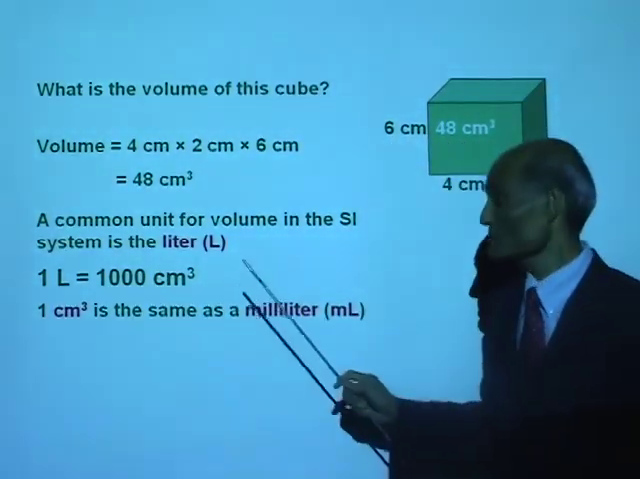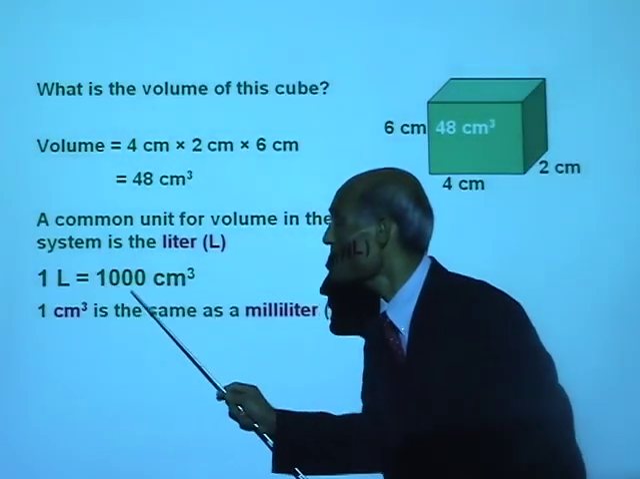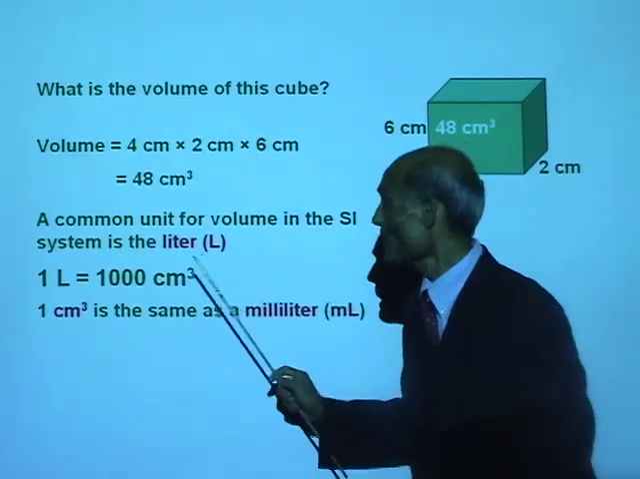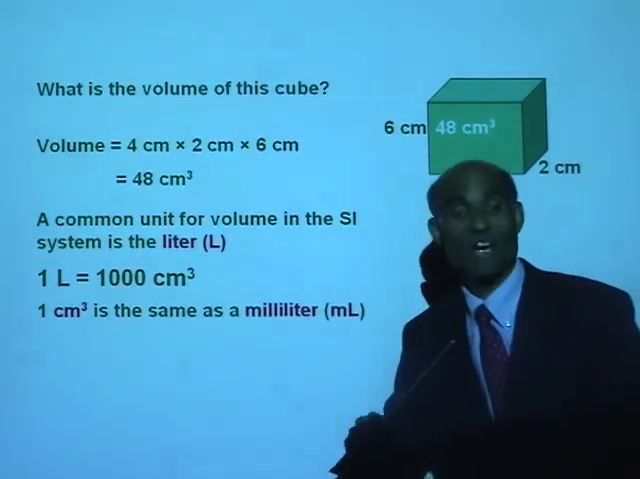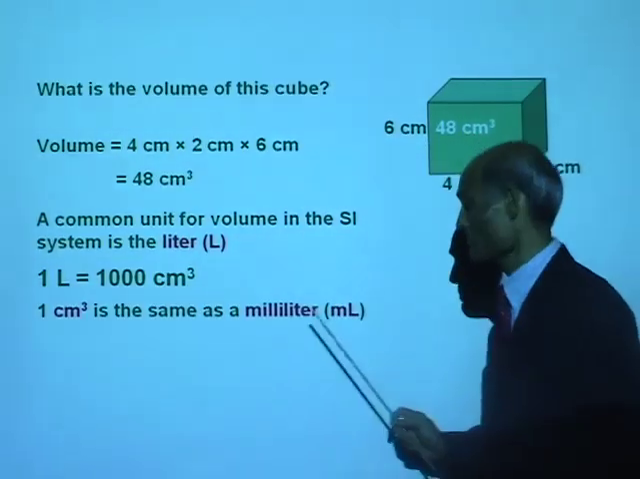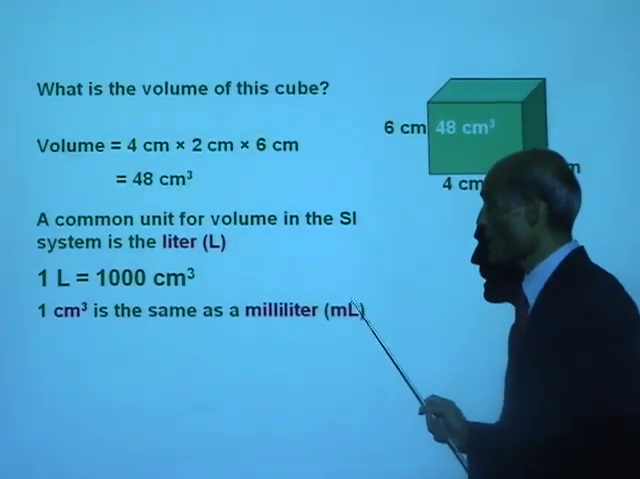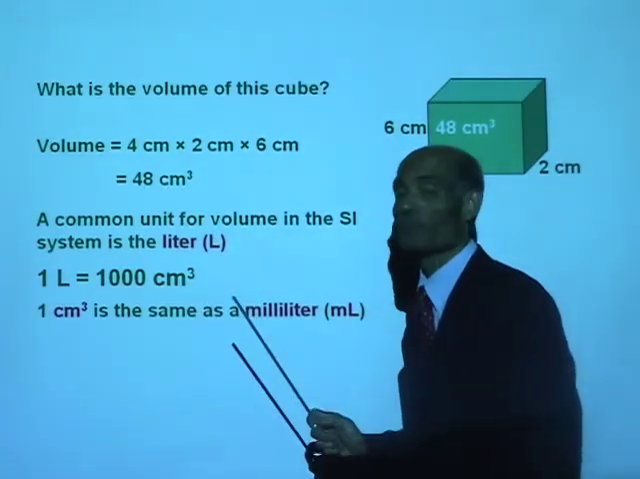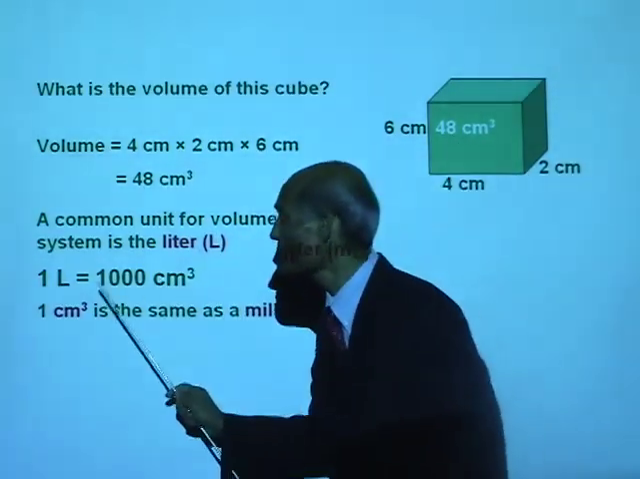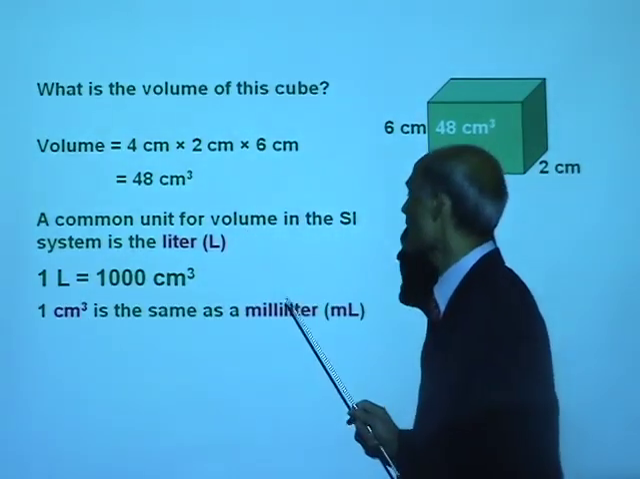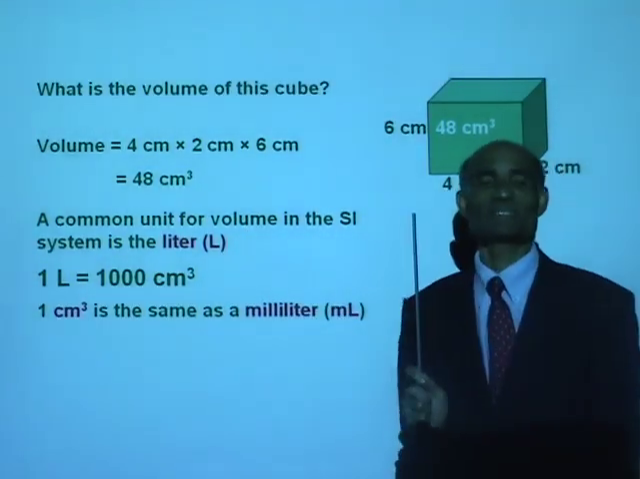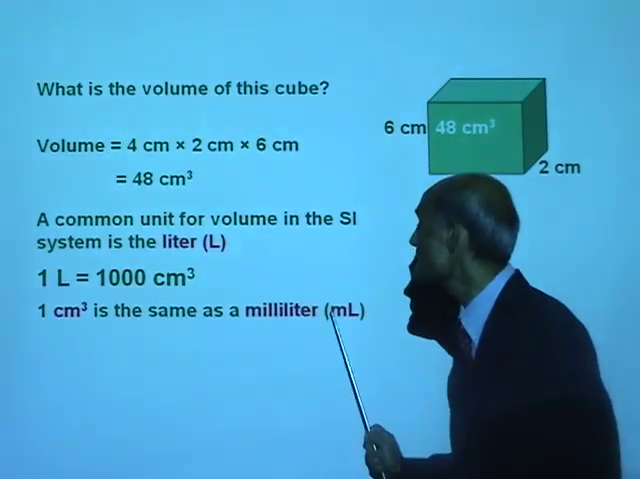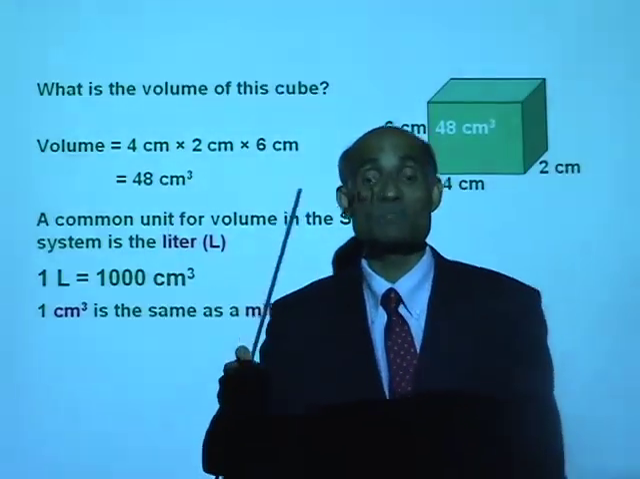So, can you connect these two? A liter contains 1,000 centimeter cube. Also, a liter is 1,000 milliliter. Look at the way we write milliliter, small m and big L. And the liter is the big L. Now tell me, what is the relation between a centimeter cube and a milliliter? They are the same. A milliliter is the same as a centimeter cube.